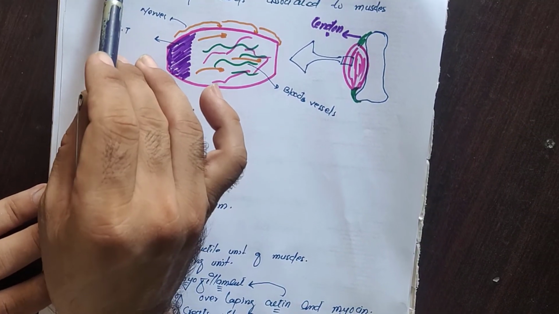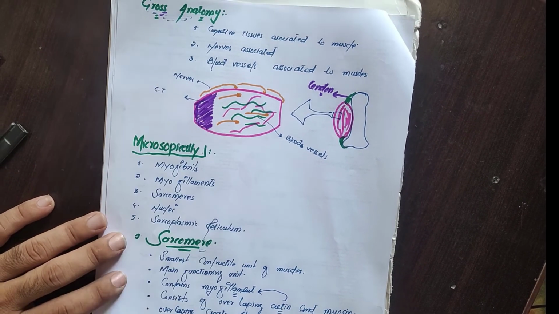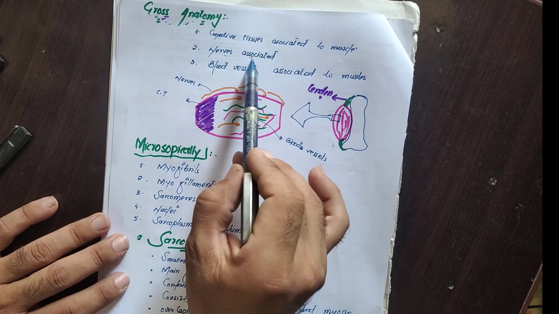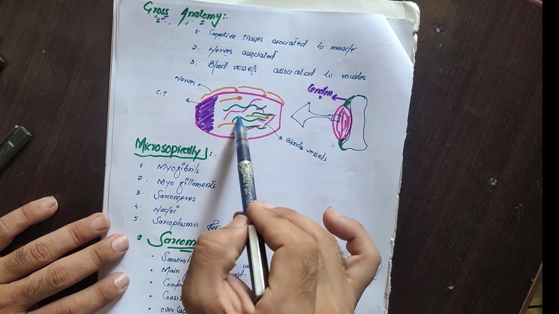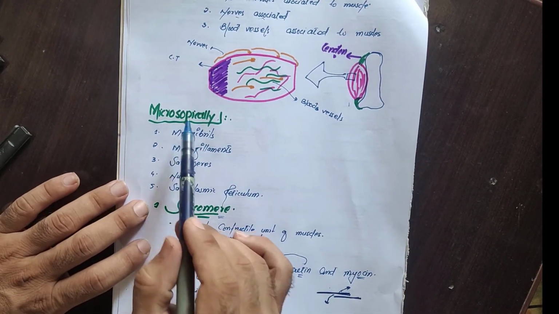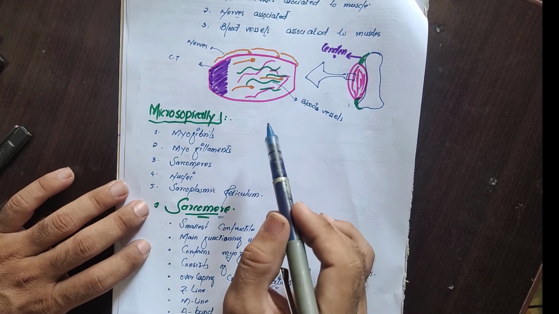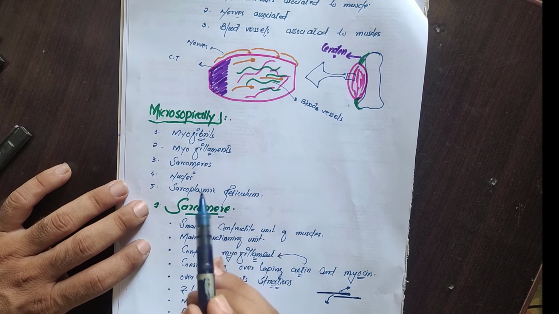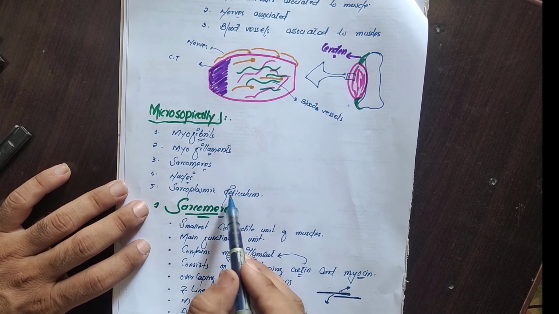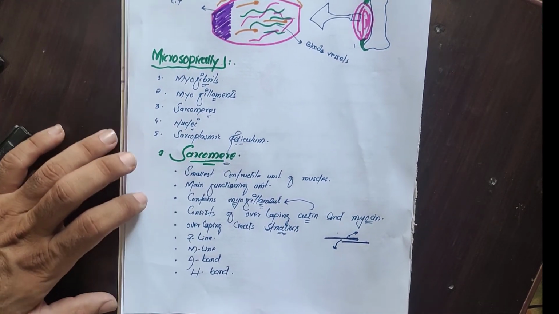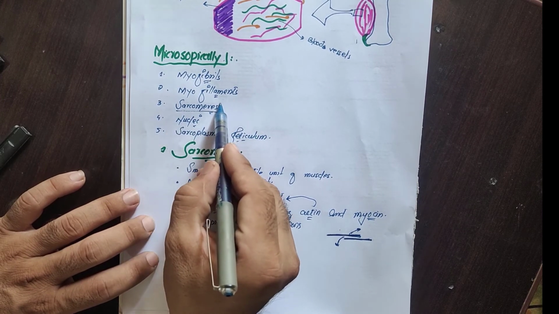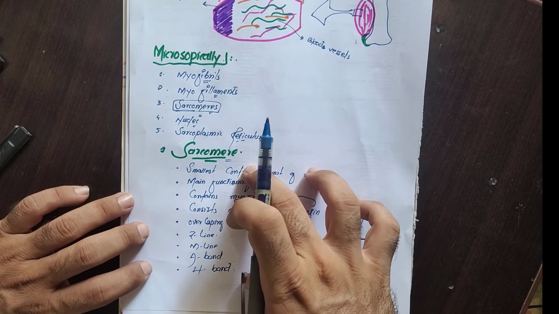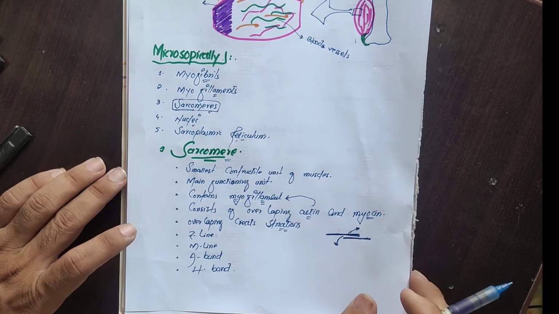So if you want to see gross anatomy of the muscle, what structures you can see, the connective tissues associated to it, the nerves inside it, and the blood vessels inside it. Microscopically in a muscle, in skeletal and cardiac muscles specifically, myofibrils are there, myofilaments are there, sarcomeres are there, nuclei are there, and sarcoplasmic reticulum. And if you want to see one sarcomere, these are present in one sarcomere, and we will see these in the next lecture friends, right?